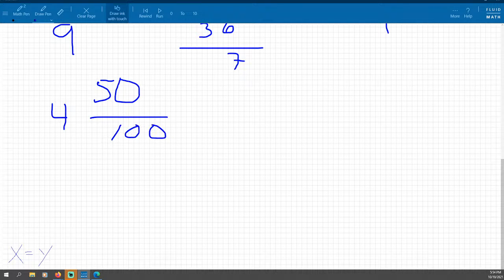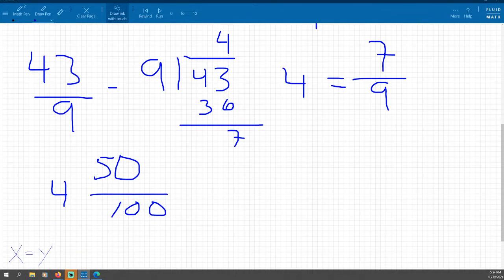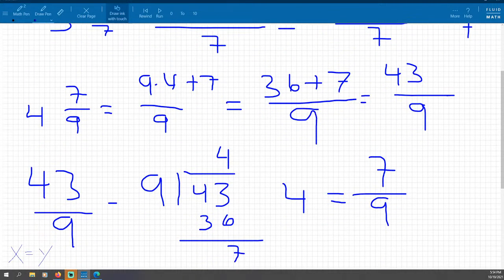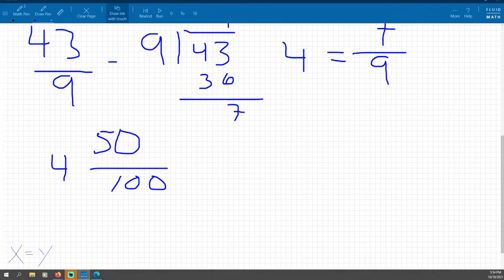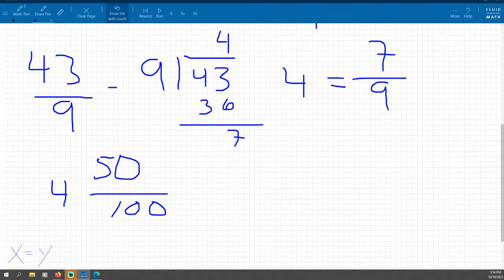I mean, you could go 100 divided by 50. Oh, I guess we're doing it the other way around. Excuse me. If you want to multiply, see, 100 times 4 plus 50, so you're going to end up with 450 over 100.